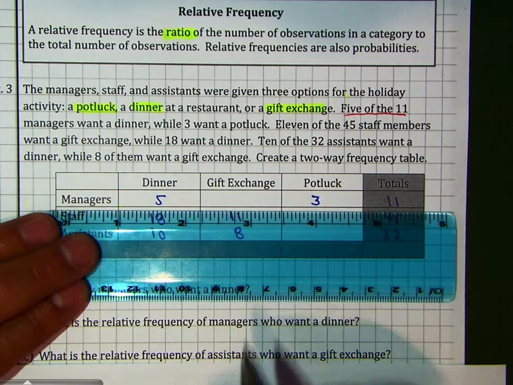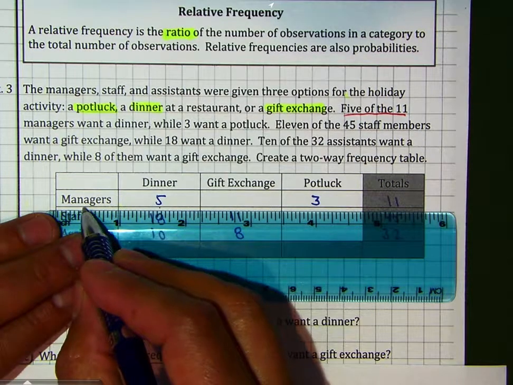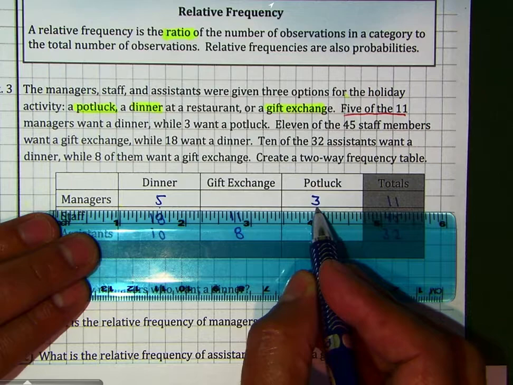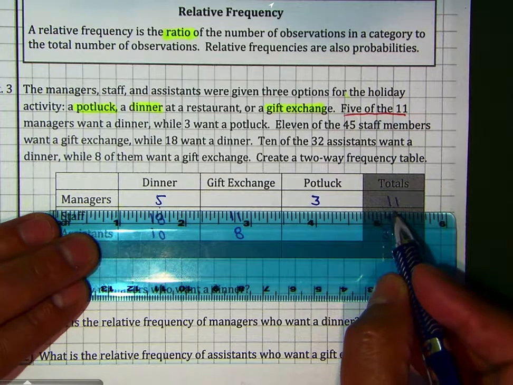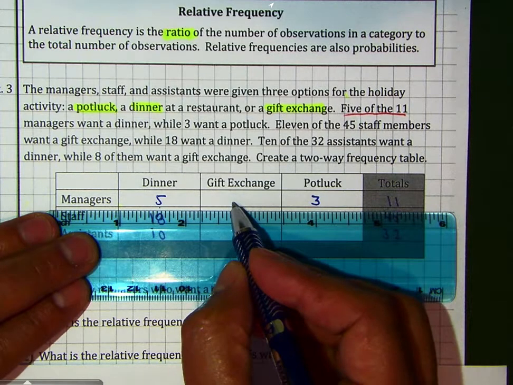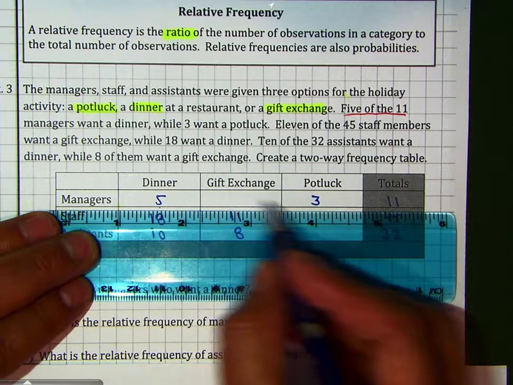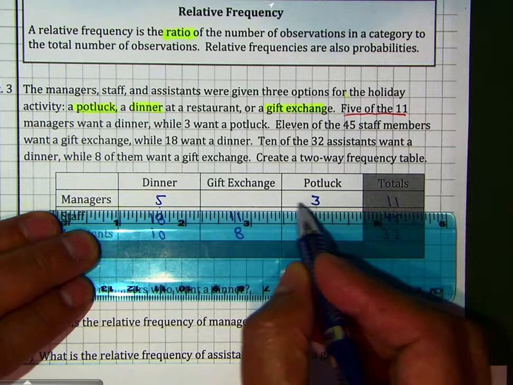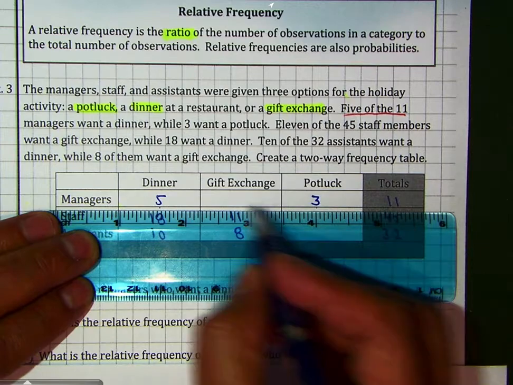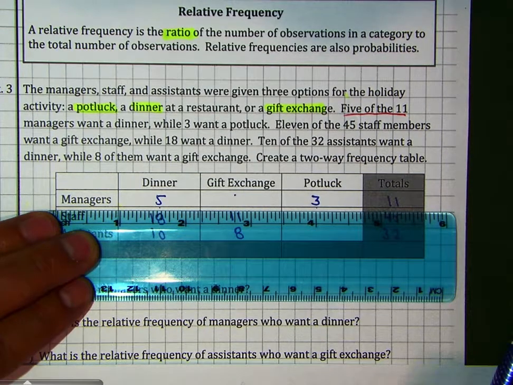So we know that 5 of them wanted dinner, 5 managers. 3 managers wanted a potluck, and that's a total of 11. So how many want a gift exchange? 5 plus 3 is 8, plus one number gives you 11, will be 3.